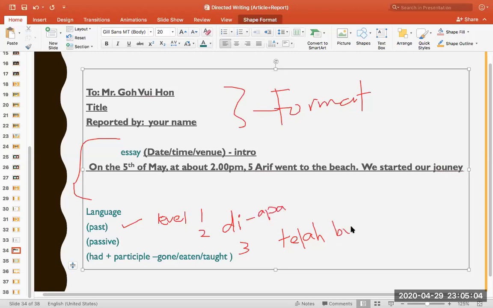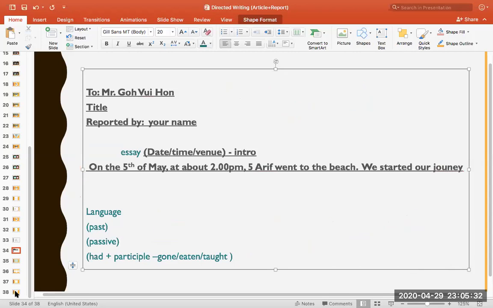Telah buat apa. Okay. Yang ayat-ayat dia membawa maksud begini. Di sinilah dia punya kegunaan dia. Lain-lain dia punya maksud. Passive sama yang had plus participle. Okay, so I think that's all. Kerja mesti ada.